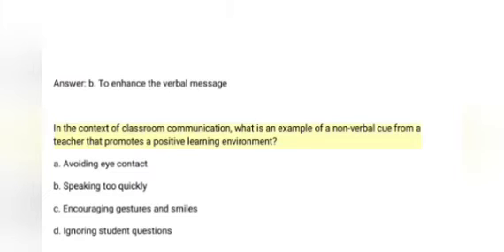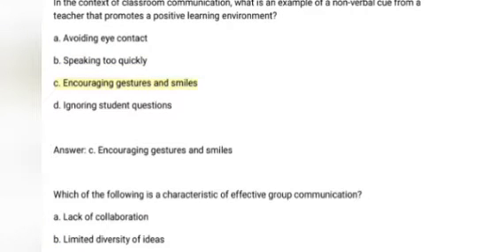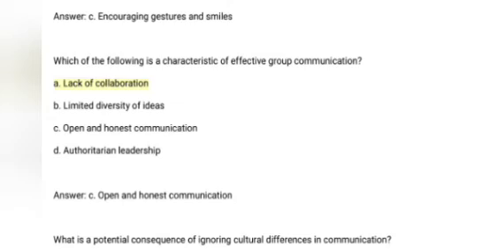In the context of classroom communication, what is an example of a nonverbal cue from a teacher that promotes a positive learning environment? A. Avoiding eye contact. B. Speaking too quickly. C. Encouraging gestures and smiles. D. Ignoring student questions. Answer: C. Encouraging gestures and smiles. Which of the following is a characteristic of effective group communication?